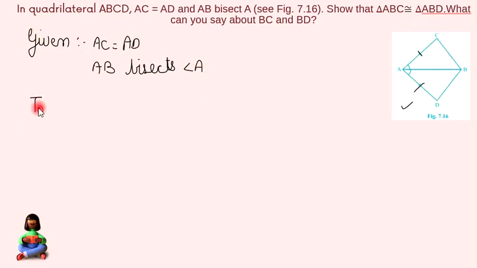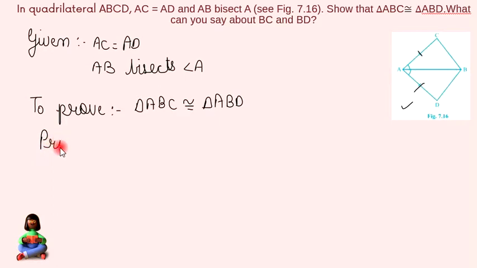Now see, here we will write what we have to prove. So here, to prove: triangle ABC is congruent to triangle ABD. Now, we will write the proof. In proof, first mention the things that are given to us. So, here AC is equal to AD. In the bracket, we will write the reason for writing it. So, here we will write because it is given.